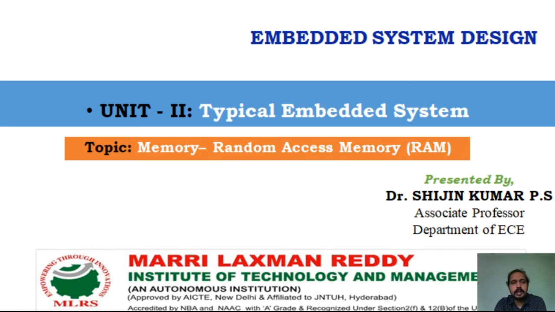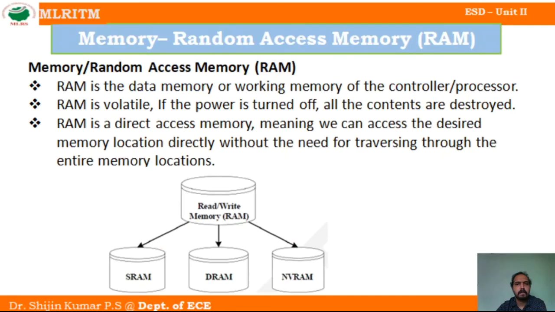So this random access memory or RAM is a read or write memory. So dynamically we can read and write. Read and write operations will be performed simultaneously. This RAM is the data memory or the working memory of the controller or processor.